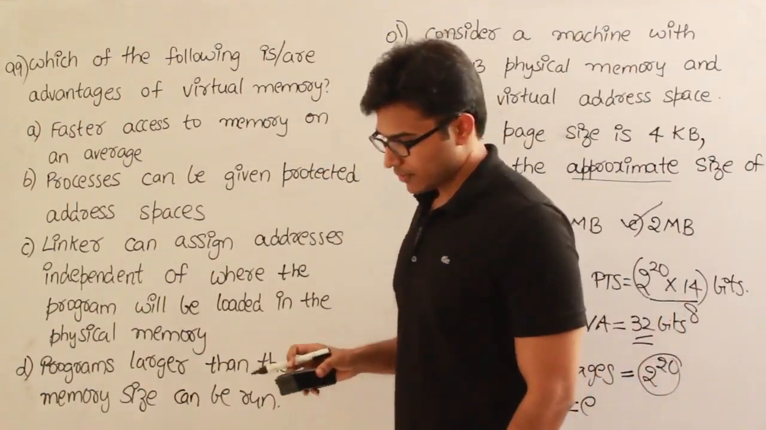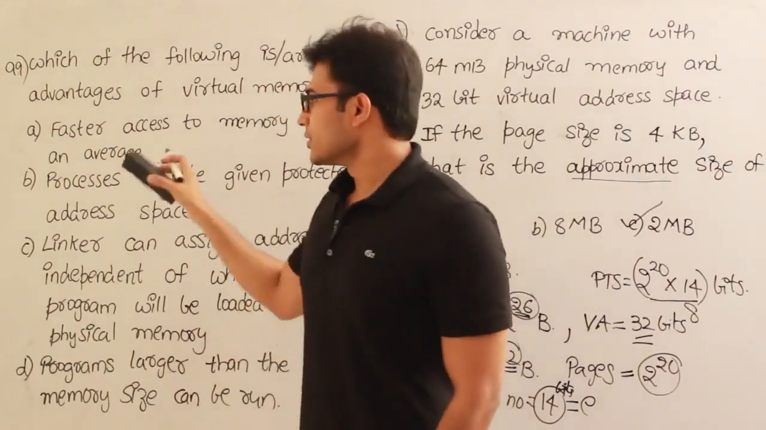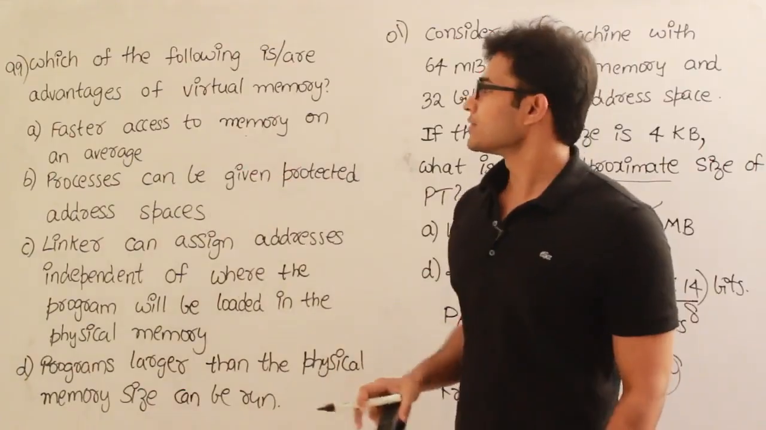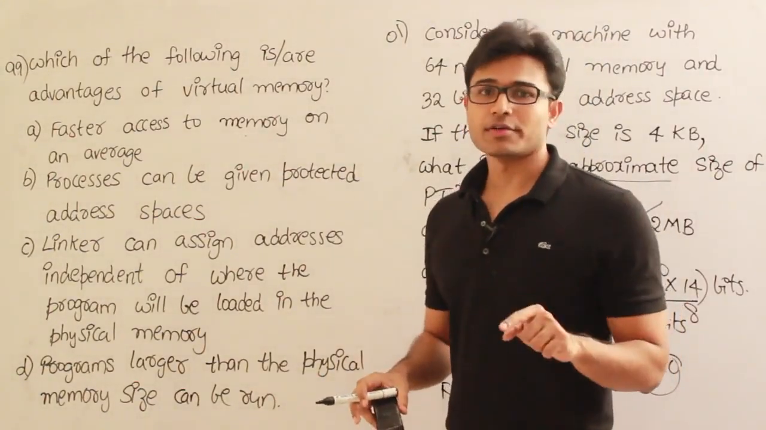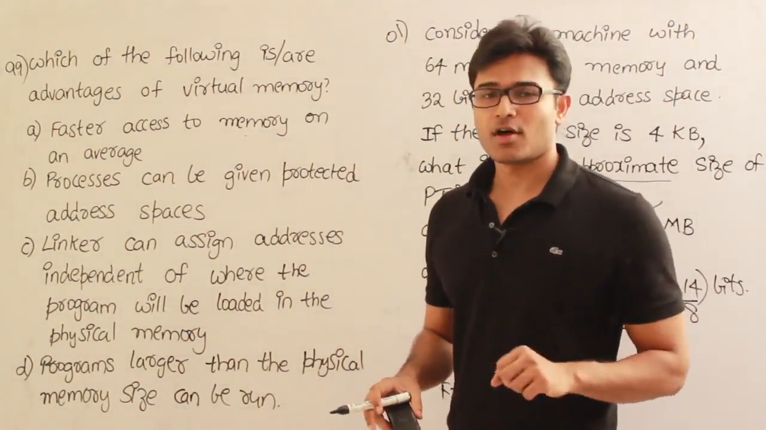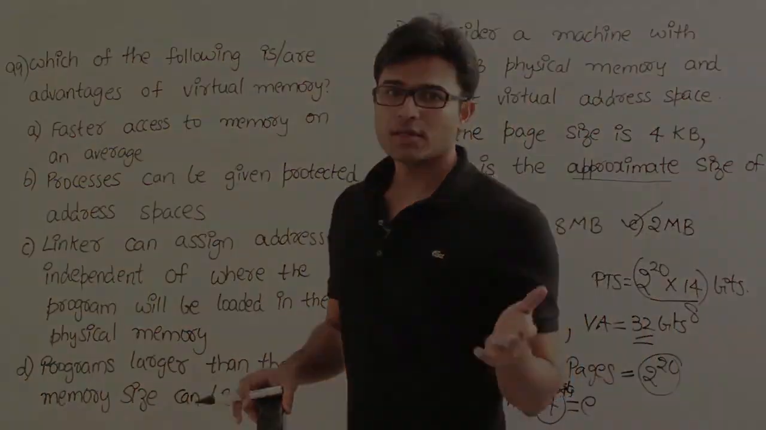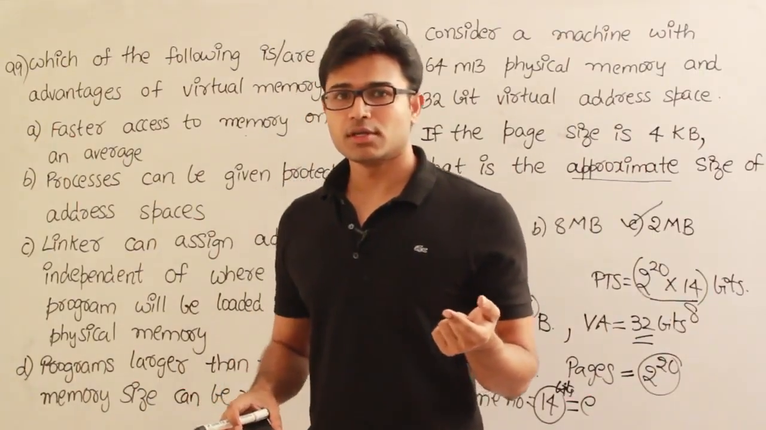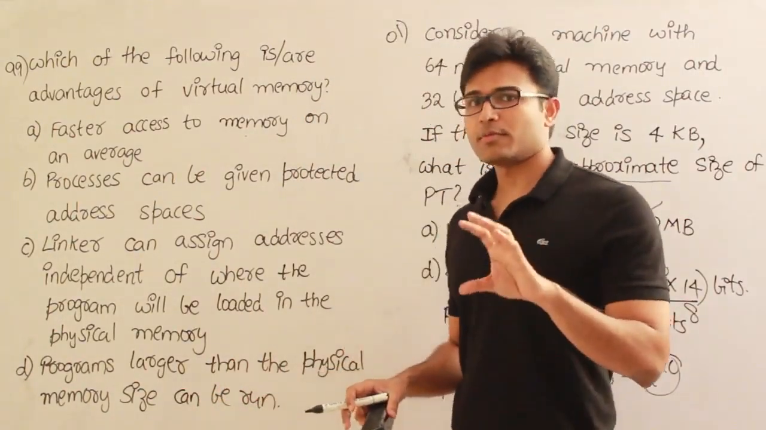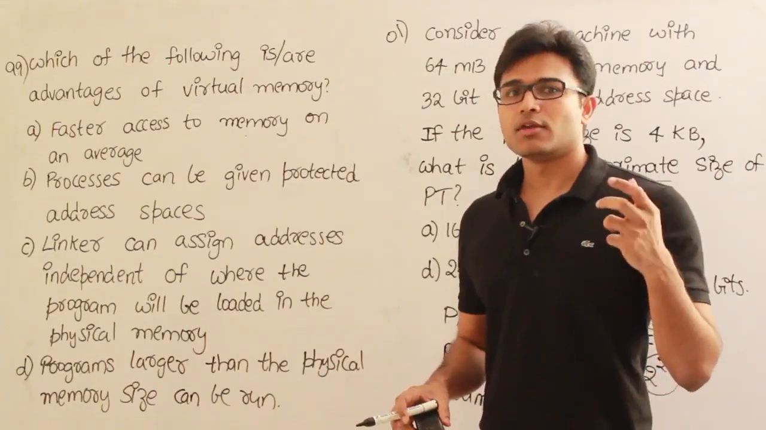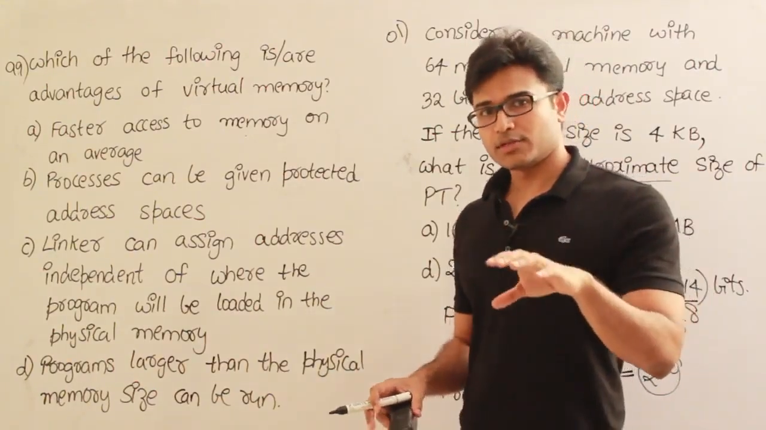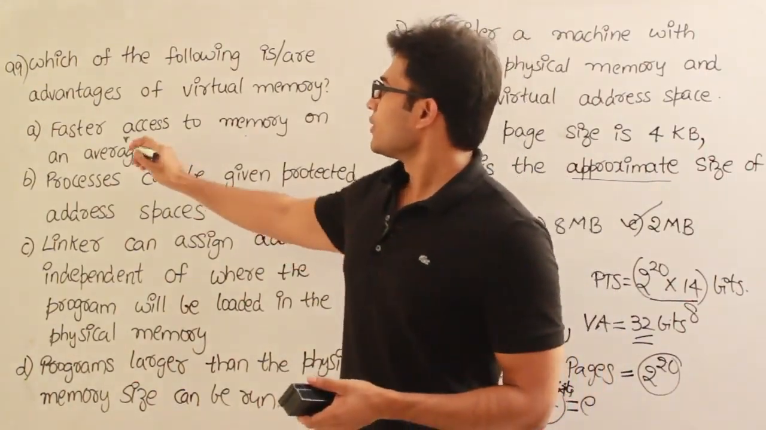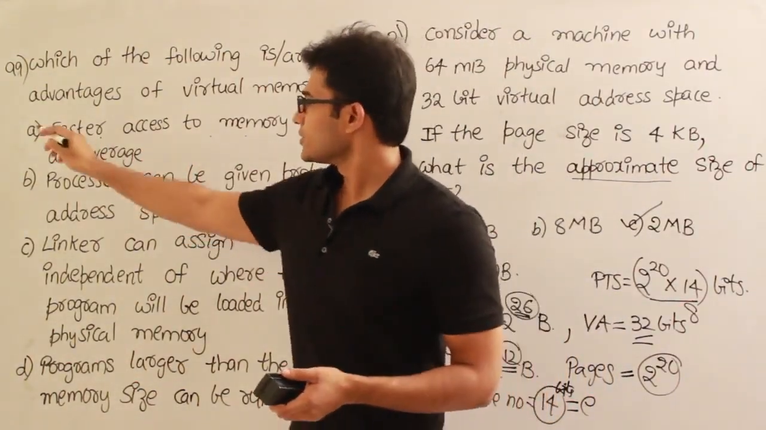Then how can we solve this question? Now read the options. First thing is faster access to memory on average. Using virtual memory, access will never become faster. If anything, it becomes slower. How? Because all the pages are not in the main memory, and whenever the page is not in the main memory, we are supposed to get it from the hard disk, right? So for that reason this is not faster, it is slower, so it is not an advantage.